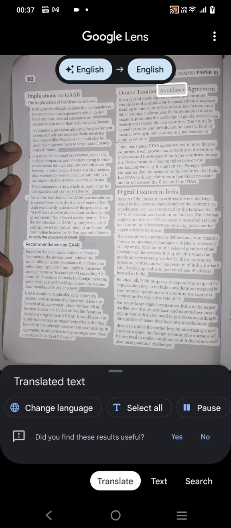Double Taxation Avoidance Agreement. It is a type of treaty signed between two or more countries and is applicable in cases where a taxpayer residing in one country has to earn his income from another country. It eliminates international double taxation, promotes the exchange of goods, services and investment between the two countries. The mutually agreed tax rates and jurisdiction on specific kinds of income arising in one country to a tax resident of another country. India has signed DTAA agreements with more than 90 countries.